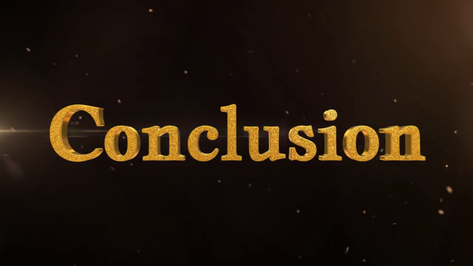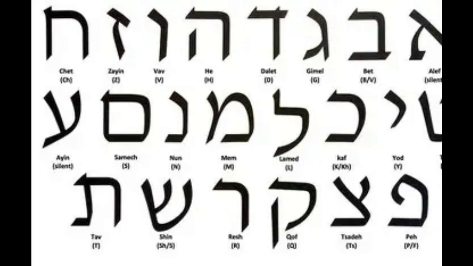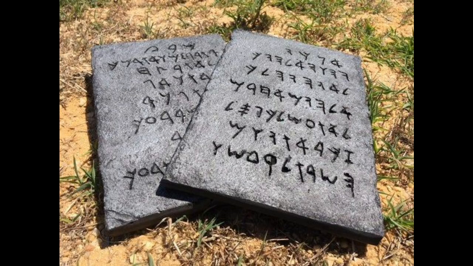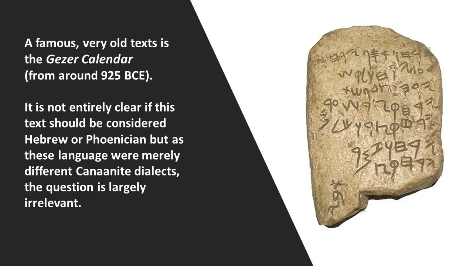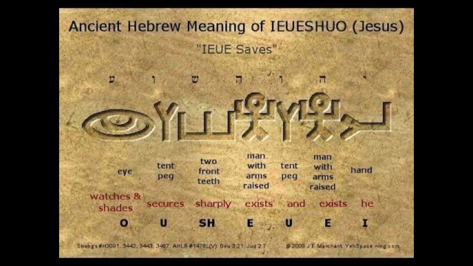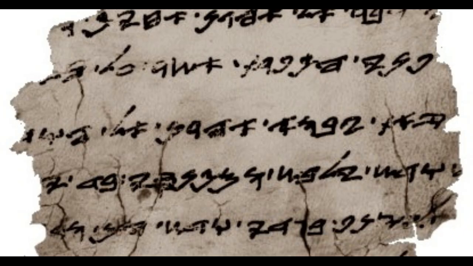Conclusion. Paleo-Hebrew is a historical script, not a divine or mystical code. It represents the early writing style used by the ancient Israelites, closely related to the Phoenician alphabet. It was a functional script used for inscriptions, civic records, trade, and communication, not for encoding secret truths. While it holds cultural and historical significance, it is not imbued with hidden spiritual properties.